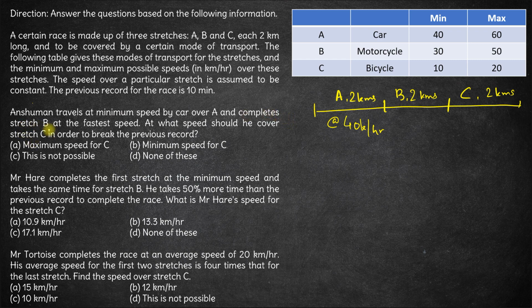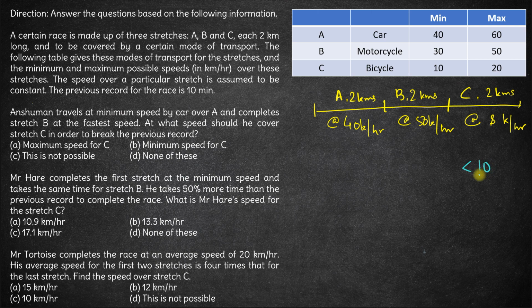And he completes stretch B at the fastest speed. The fastest speed in stretch B will be 50 kilometers per hour. Now, the question is, at what speed should he cover stretch C in order to break the previous record? So let's say stretch C is covered at s kilometers per hour so that the previous record is broken. The previous record is 10 minutes. So the total time taken by Anshuman for all these three stretches should be less than 10 minutes.